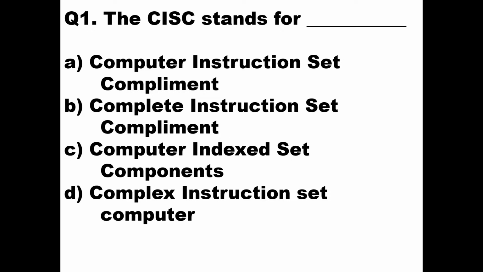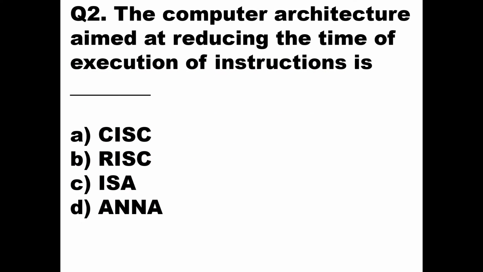The first question says CISC stands for. Now CISC, as we have seen from the beginning, is complex instruction set computer. It has complex instructions and the number of instructions is also more. So here CISC stands for complex instruction set computer, and in these options, option D will be the correct one. Next we'll go to question number 2.